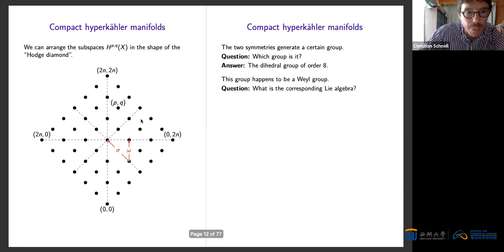Okay, and then there's an interesting observation, which is that this dihedral group of order 8, or D4, is actually a Weyl group, right? Because it's generated by reflections. It's one of these reflection groups. The Weyl groups usually correspond to some kind of Lie algebras. Do you happen to know what the corresponding Lie algebra is? Like which Lie algebra has as its Weyl group D4? Does anyone know?